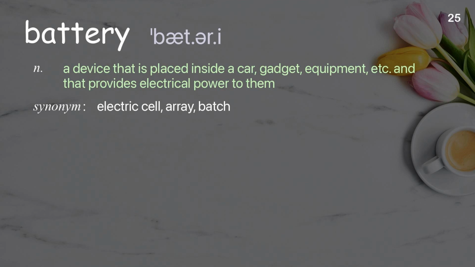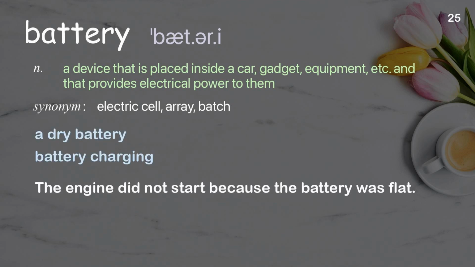Battery. A device that is placed inside a car, gadget, equipment, etc., and that provides electrical power to them. Examples: A dry battery. Battery charging. The engine did not start because the battery was flat.